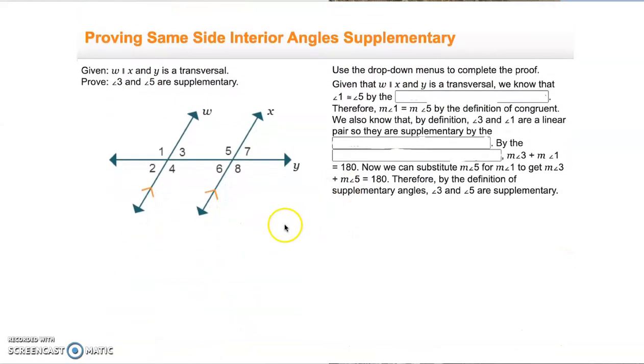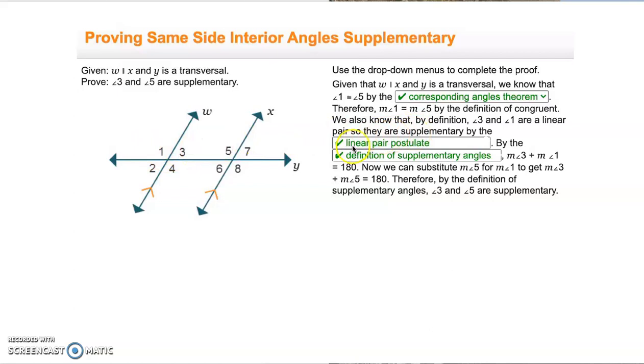Here's another proof. It's a little bit different because it's just written in sentences, but let's walk through it. If you were given that these are parallel lines cut by a transversal, and we know that 1 and 5, what are 1 and 5? Well, those are corresponding angles, so they are congruent. So their measures are equal by definition of congruent. We also know that 3 and 1 are a linear pair. A linear pair forms a straight line, so they are supplementary by the linear pair postulate.